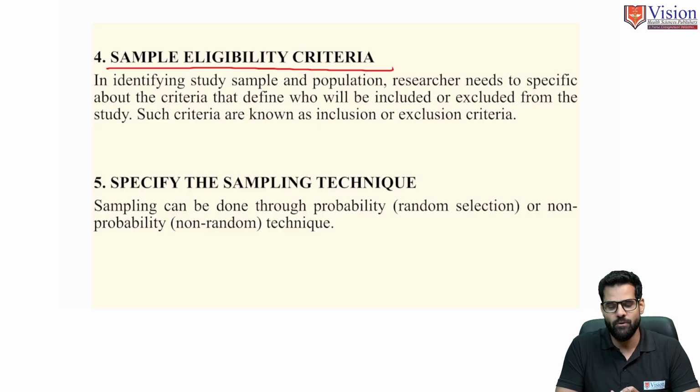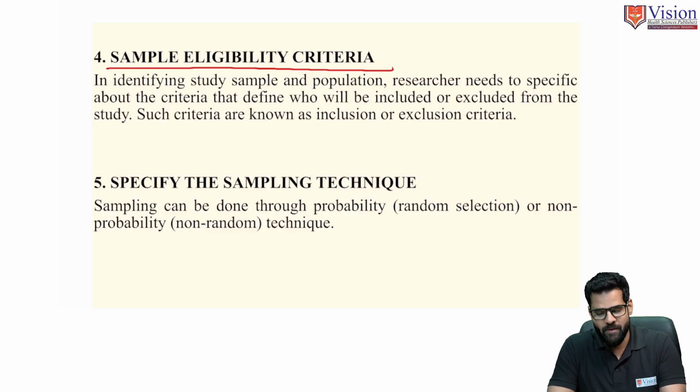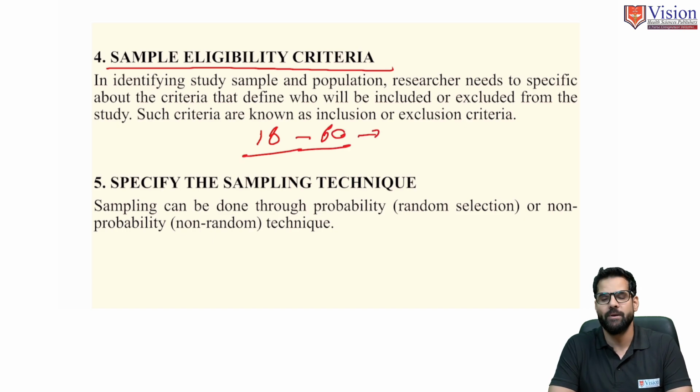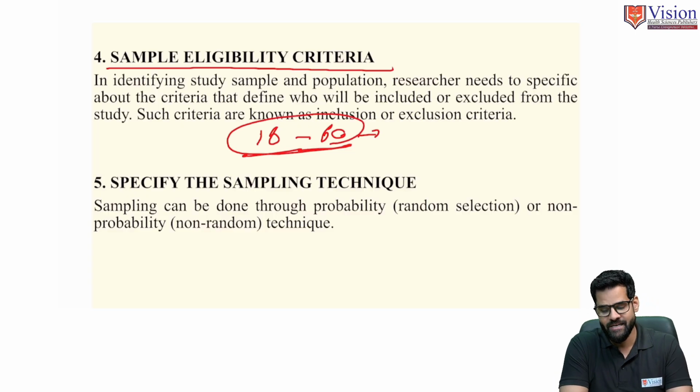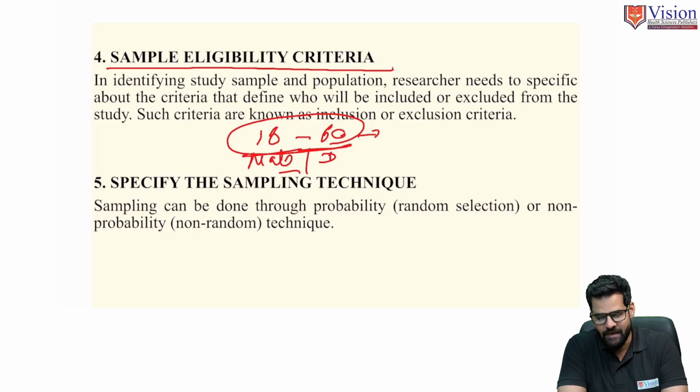For example, you decided I'll take only truck drivers between 18 and 60 years of age. So anybody above 60 will not be taken. So that is your inclusion. You will only include people aged 18 to 60. Then you decide I'll take only males. Then you decide I'll take only those who have a valid commercial driving license. So these three criteria are your inclusion.